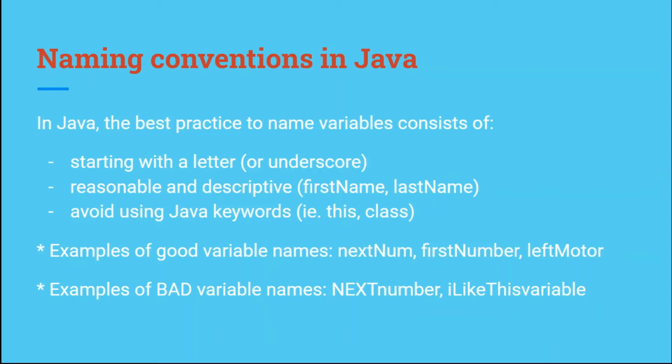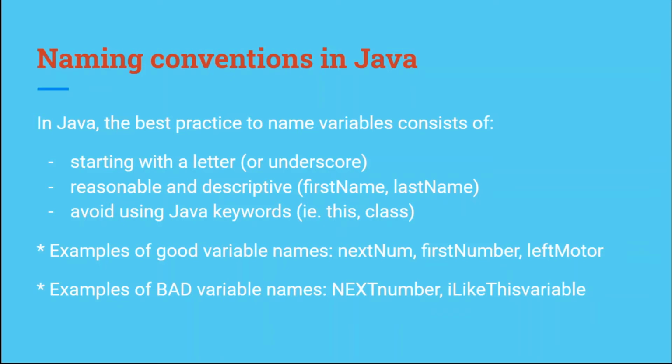And examples of good variable names include nextNum, and you see how the first letter of the second word is capitalized. That's called camel case, unofficially, and that basically means it's like a camel hump. You start it off with lowercase, and then any other word that you have after that first word, you capitalize the first letter. So firstNumber, leftMotor, things like that.